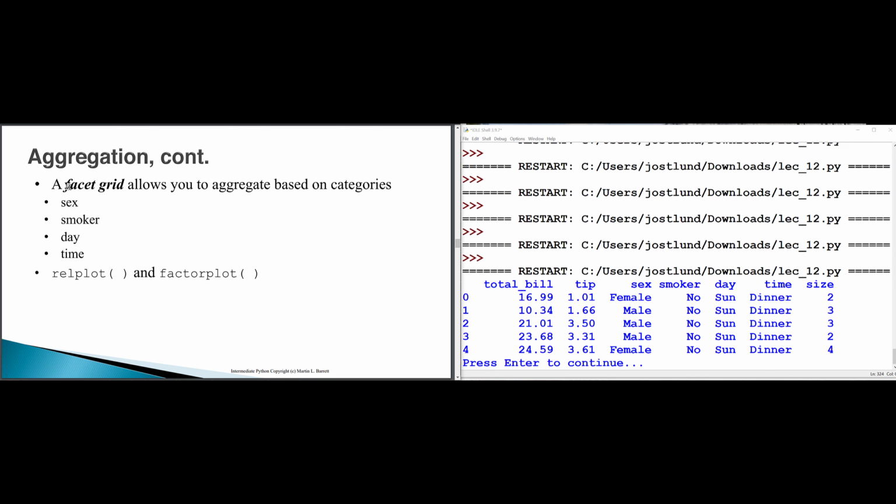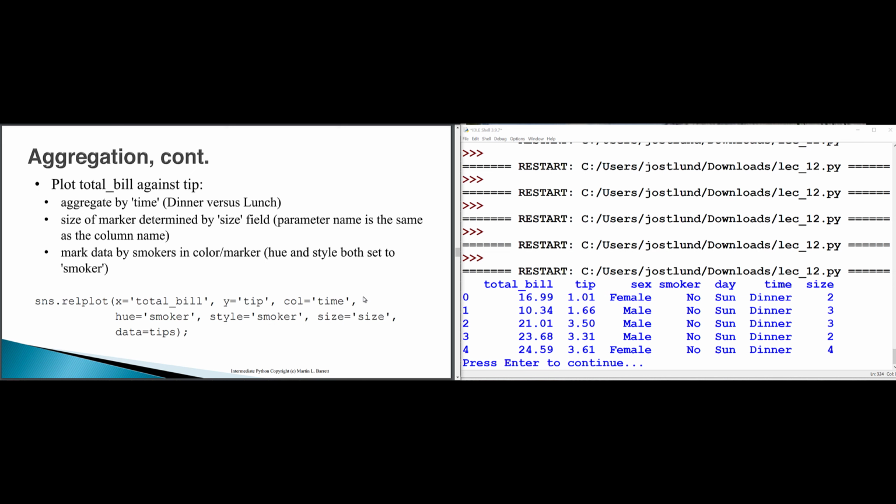We're going to create a facet grid so that I can aggregate information based on categories: the sex of the person paying the bill, the day of the week, the time of day, and whether the person is a smoker or not. And here we're going to do a rel plot, a relational plot on which the horizontal axis is going to be the total amount of the bill paid, and the vertical axis is going to be the tip.